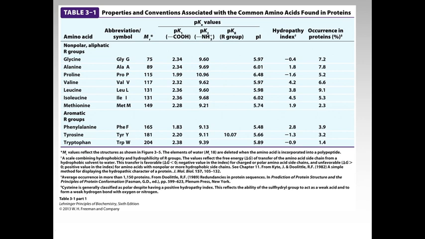This slide shows the properties and conventions associated with the common amino acids found in proteins, right? Now, there are certain things in this table, it's table 3.1, that I want you to remember. You can have this table with you all the time. If you want, you can print it out and just paste it right in front of you where you sit, because there are certain things that you need to remember. These are basic things. This is where you start.